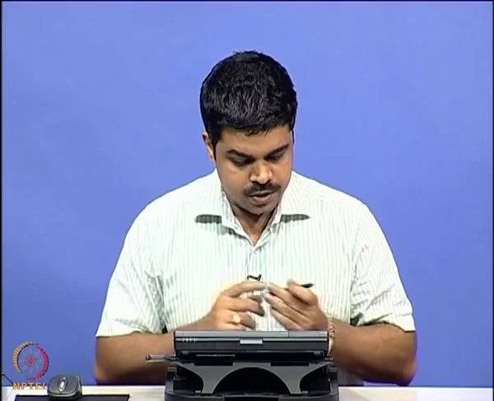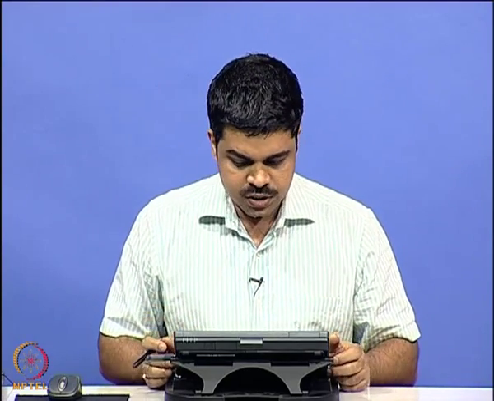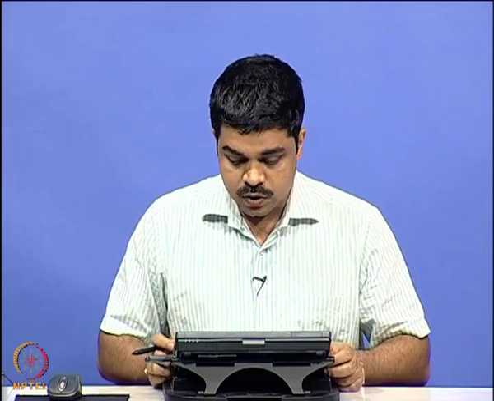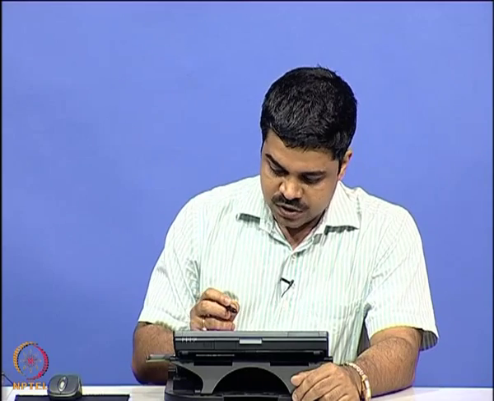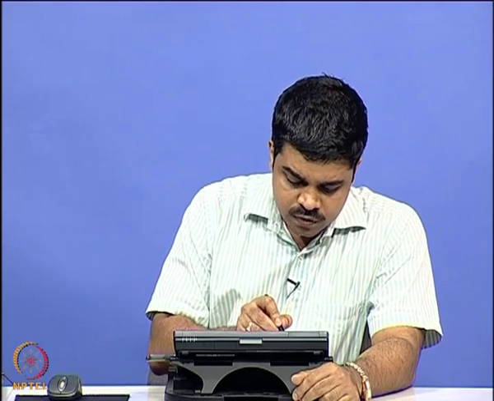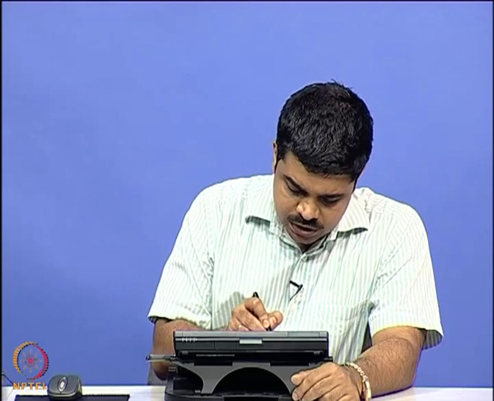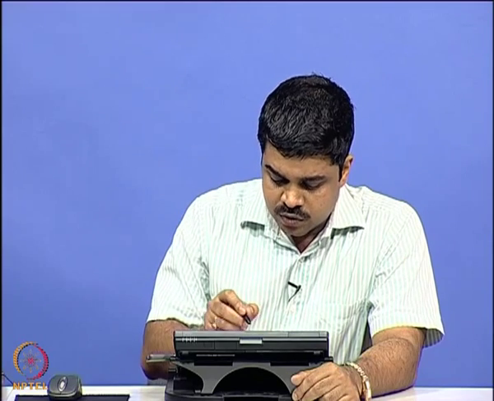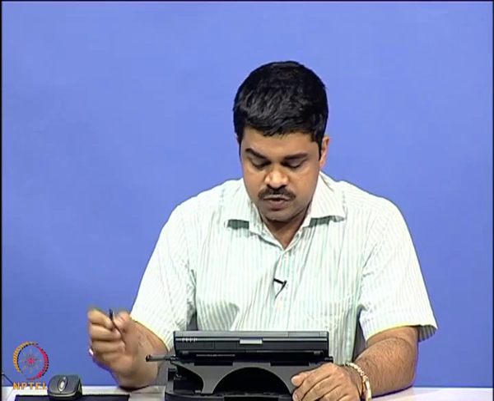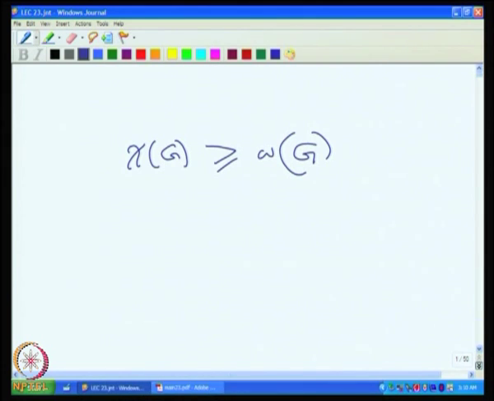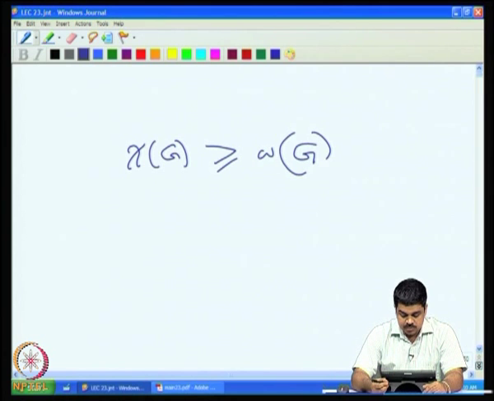So, today we are going to introduce a graph class called perfect graphs. The motivation for introducing this graph class is the following inequality, which we have already seen. We know that for every graph, chi of G, the chromatic number of the graph, is greater than or equal to omega of G, where omega of G is the size of the maximum clique, the number of vertices in the maximum clique in G.